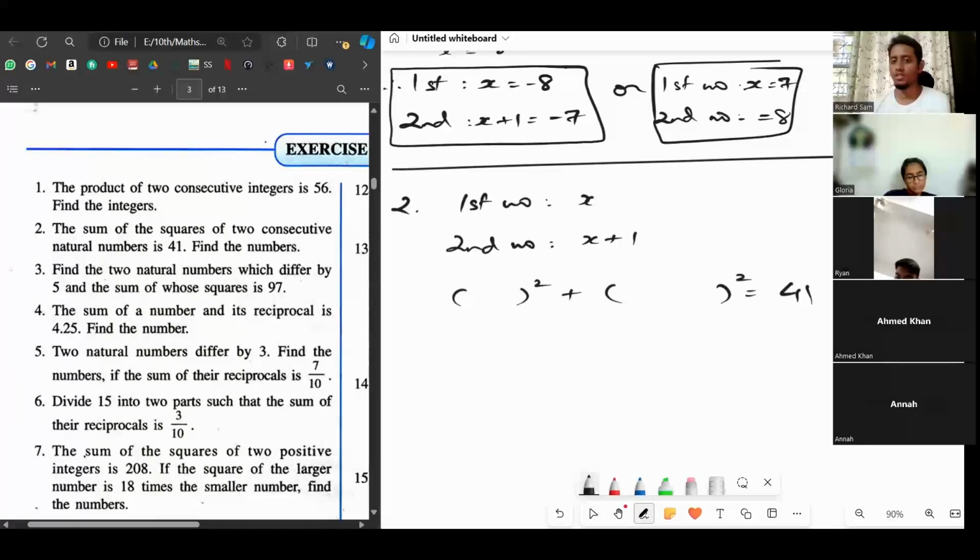Understood? First number is x, so x square plus x plus 1 whole square. Do you understand? The sum. Sum means what? Addition. Addition of what? Of the squares. The squares of what? Squares of two consecutive numbers. So x and x plus 1 are the consecutive numbers. You understand how we got the equation?